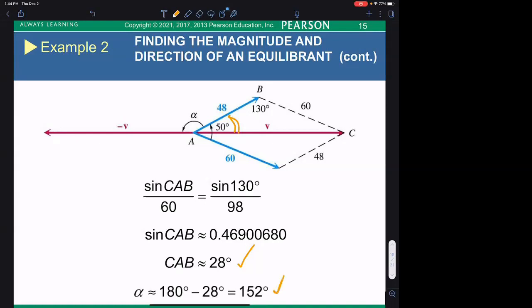So by putting these two things together, if we have two forces, one of 48 newtons and one of 60 newtons applied to a point or an object, and the gap between those is 50 degrees, then we can perfectly counterbalance both of those forces by applying a force of 98 newtons at an angle that is 152 degrees counterclockwise away from the 48 Newton force. And then if you put that added force to the other two, they'll all balance each other out.